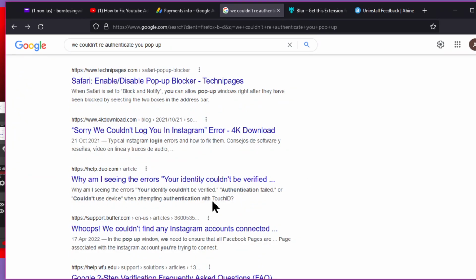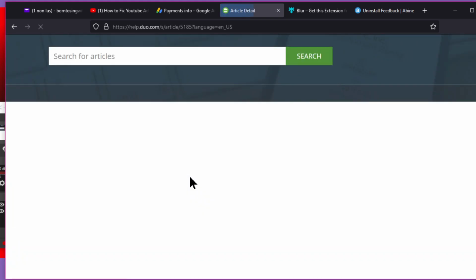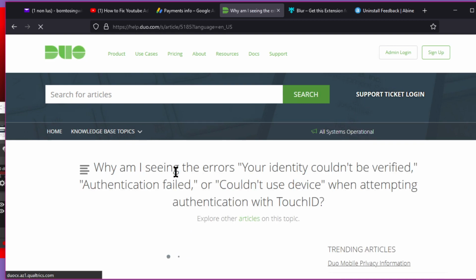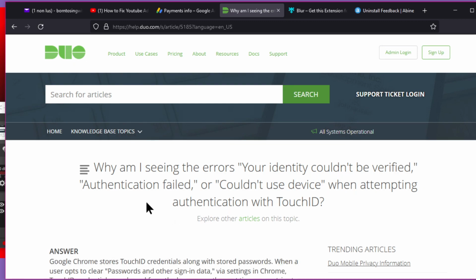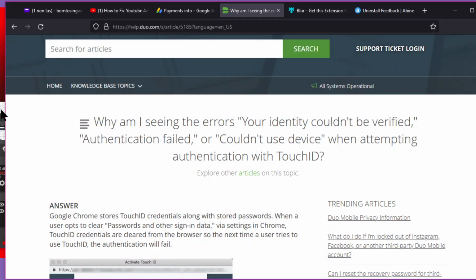And we need to also watch that it's not very old. We couldn't find any. Yeah, this one also. Let's see this. Why am I seeing the error? Your identity couldn't be verified. Authenticate failed. No, this is a different thing.